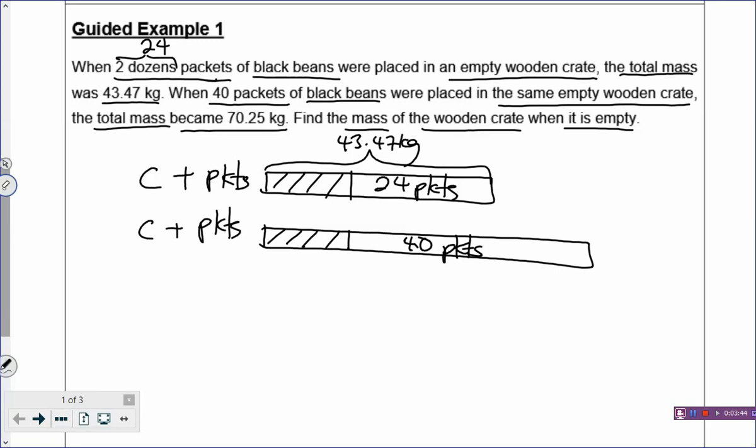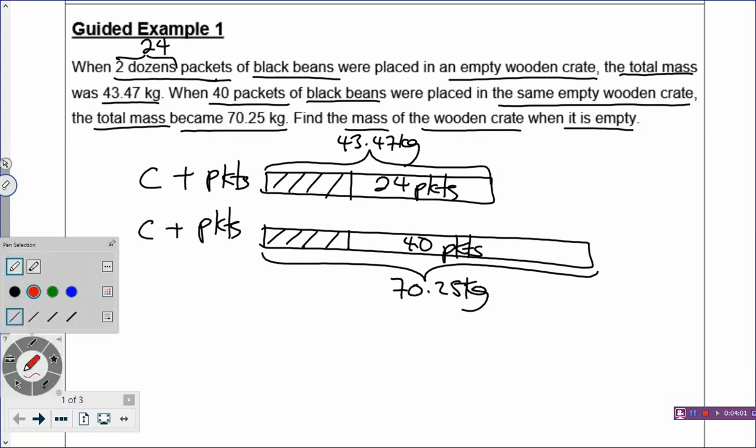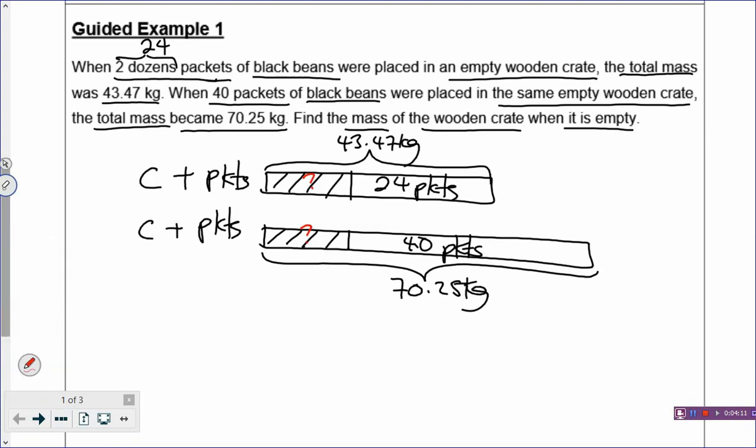Okay, so what is the total mass of this empty wooden crate and the 40 packets? The total mass is 70.25 kg. So that's how you draw out the problem. Let's keep reading. Find the mass of the wooden crate when it's empty. So your model must have the question mark, and you can find the question mark in the shaded box or the other shaded box, which will still give you the same answer.